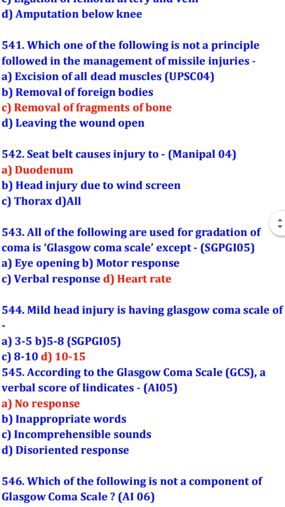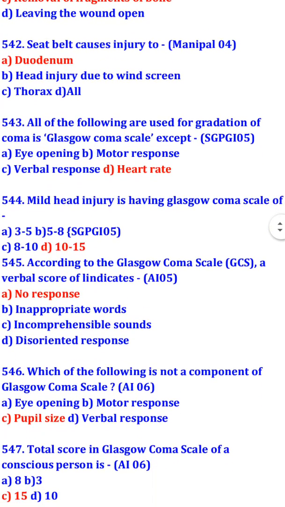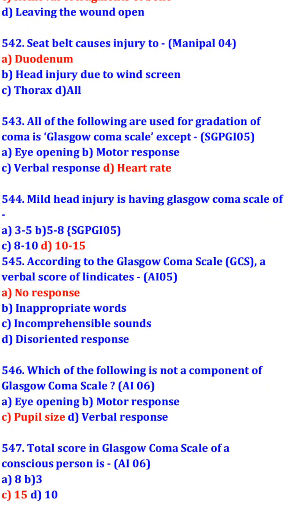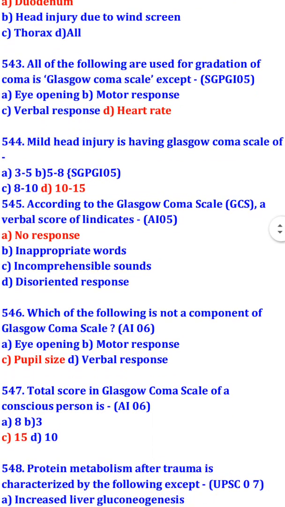All of the following are used for gradation of coma is Glasgow coma scale except heart rate. So it includes eye opening, motor response and verbal response. Mild head injury is having Glasgow coma scale of 10 to 15. According to the Glasgow coma scale, a verbal score of 1 indicates no response.